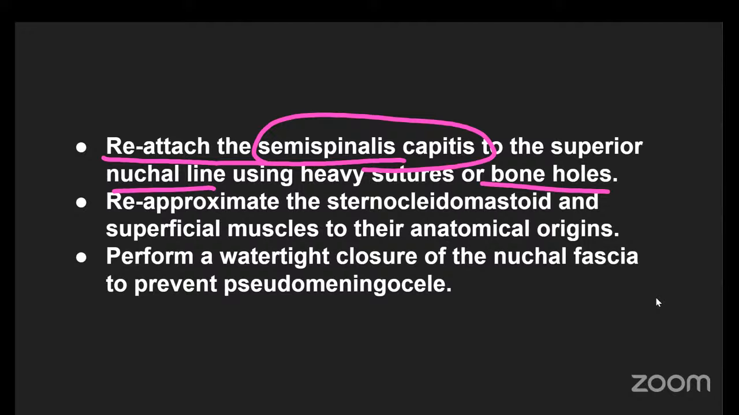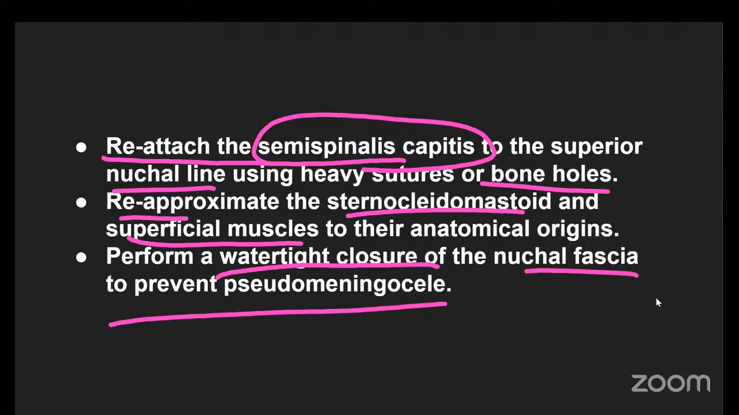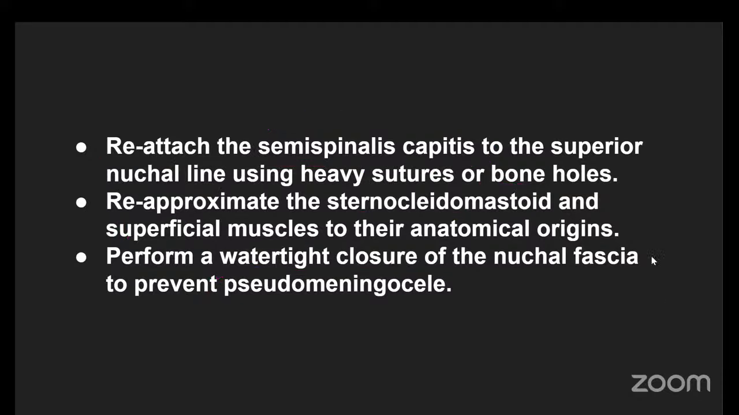Then we reapproximate the sternocleidomastoid, all the superficial muscles. How do we do that? Wherever we incise them, we take it back and then we resuture it. Then we perform a watertight closure of the neck fascia to prevent any pseudomeningocele. This is the summarized version of the transcondylar far-lateral approach. And let's very quickly go to the last slide.